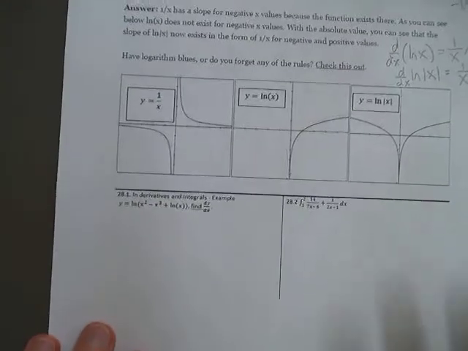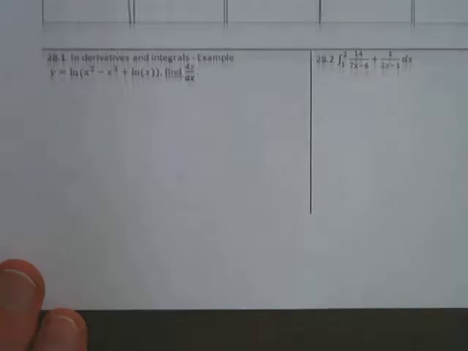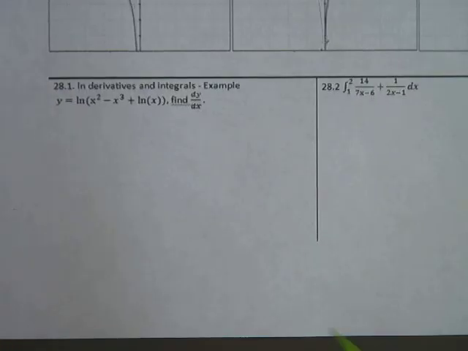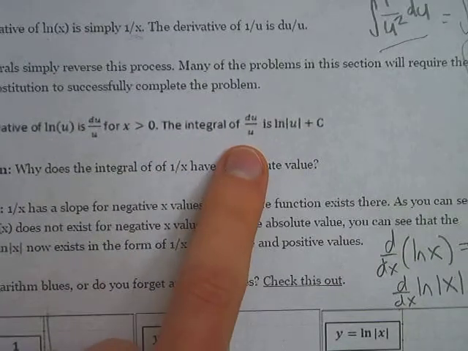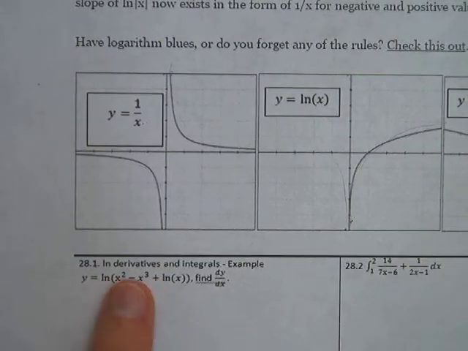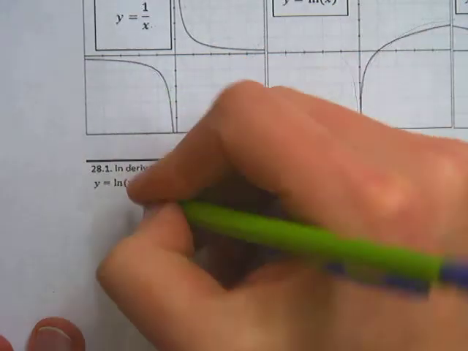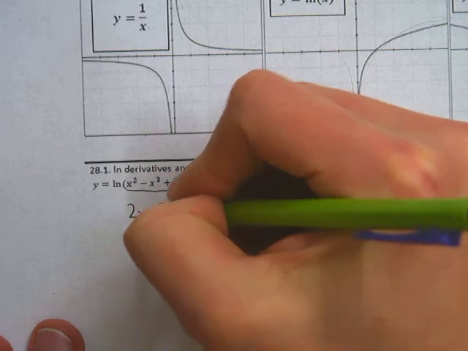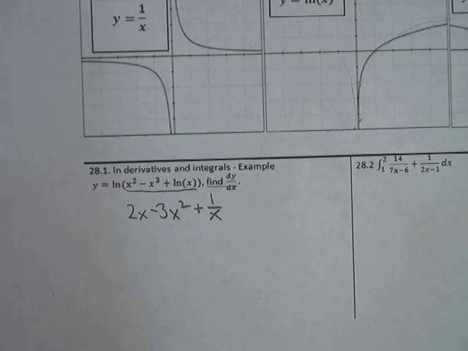All right, let's just look at some examples. So these are the two off my website. Oh, natural log inside of a natural log. This is going to be horrible, right? Not really. So looking up at our rule up here, the derivative of natural log is du over u. So we're going to do a du over u. So du is going to be on top, so that is the derivative of this stuff. So 2x minus 3x squared plus 1 over x, which is the derivative of natural log of x.